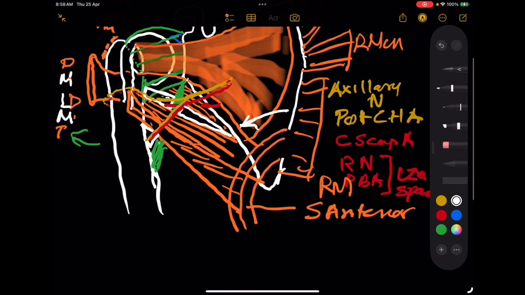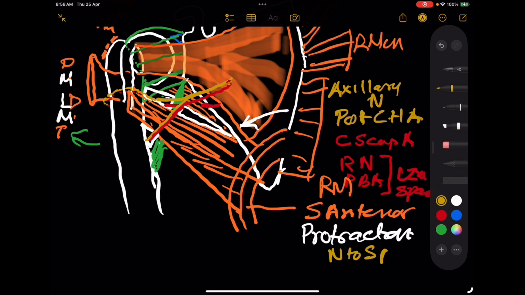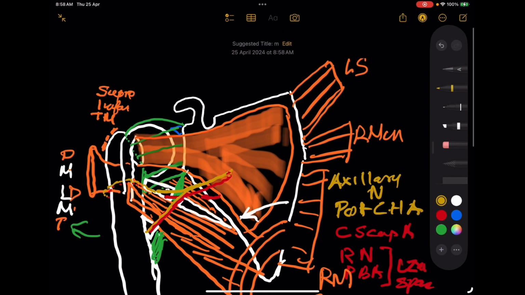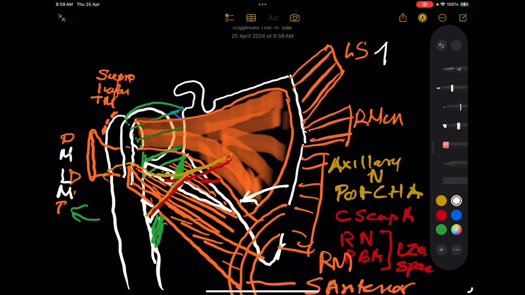So this will produce protraction, and the serratus anterior is supplied by the nerve to serratus anterior. So these are the structures attached to the medial border. Another thing about the levator scapulae: it is coming from the spine, it elevates the scapula, lifts the scapula up, and if it is shortened or fibrotic, then that side of the scapula will be higher, and that is called a high shoulder or Sprengel's deformity.